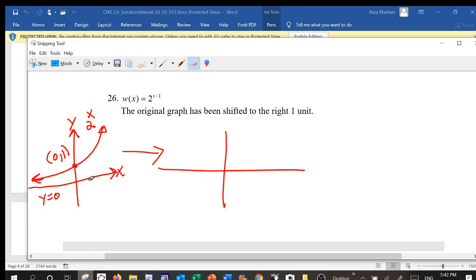Take this point 0, 1 and move it to what? To 1, 1. Right? Now, nothing else changes. This horizontal asymptote doesn't change. We are not moving up and down. We're just going horizontally, so it stays in the same place. So that means on the left, it's going to look like that. And on the right, it just goes up like that. So that is what? 2 to x minus 1.